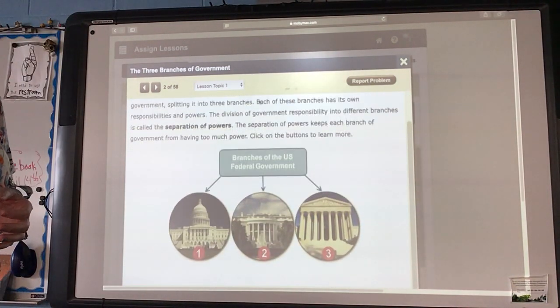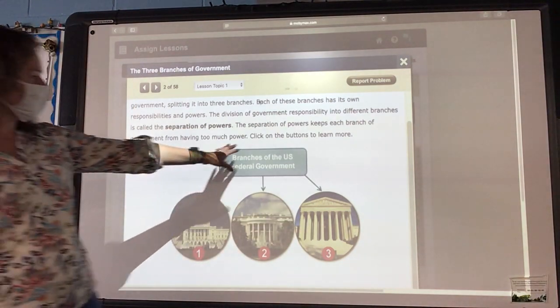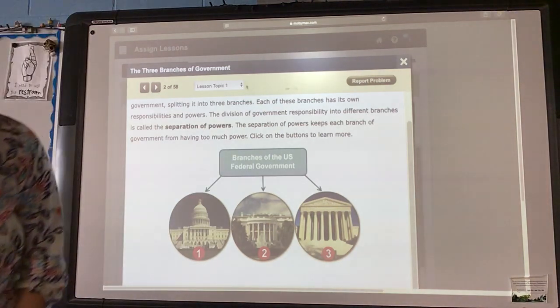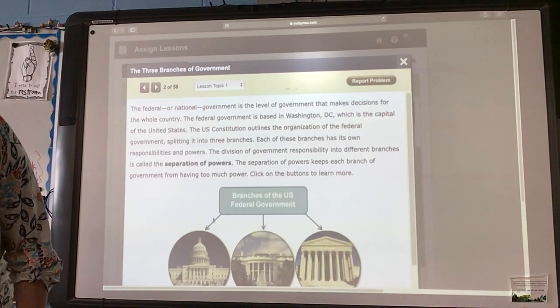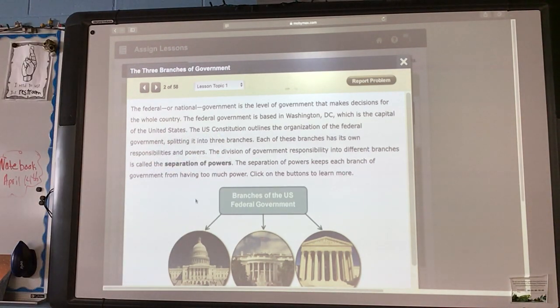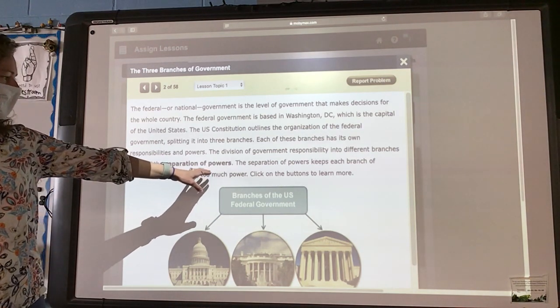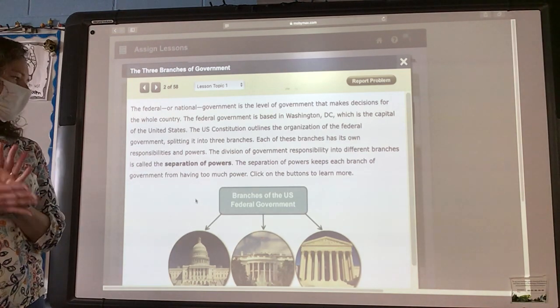And if I scroll up here, they're kind of showing you some pictures down here, right? And you can click on those buttons to learn more. Mine doesn't let me click on things in the teacher spot. Each of these branches has its own responsibilities and powers. The division of government responsibility into different branches is called the separation of powers. The separation of powers keeps each branch of government from having too much power.